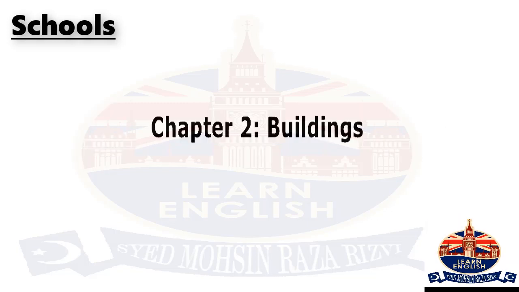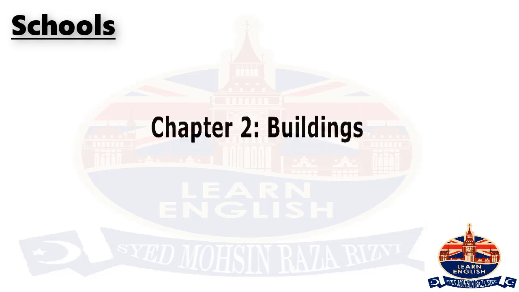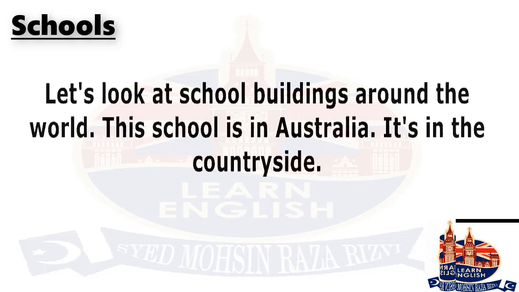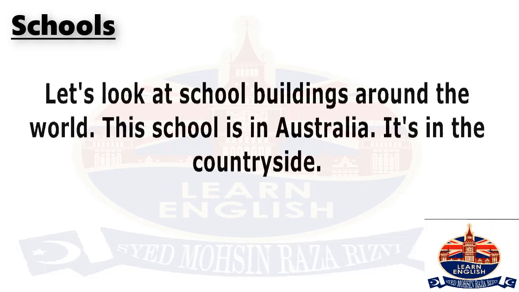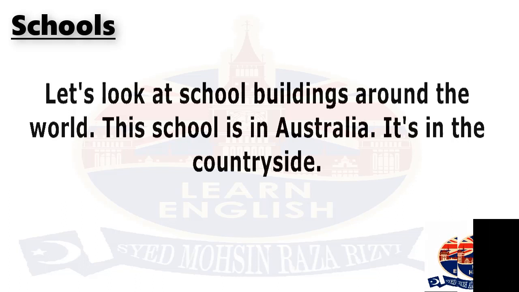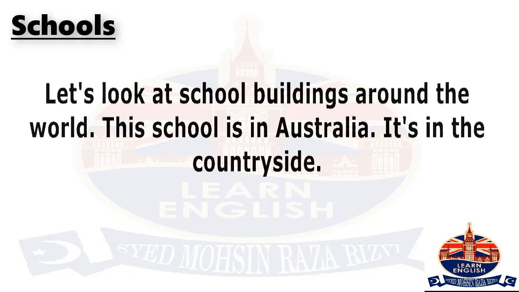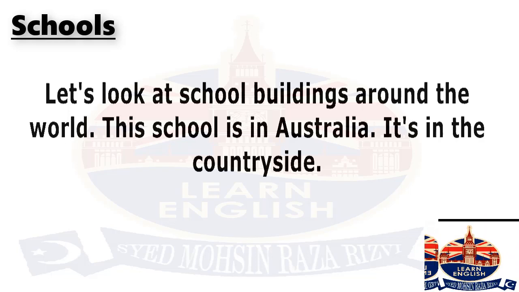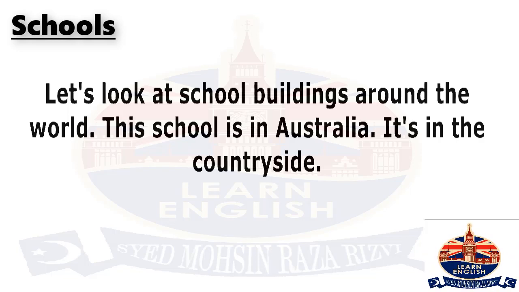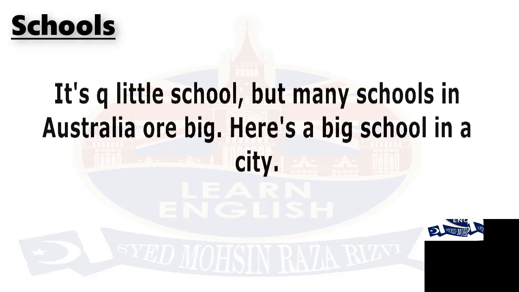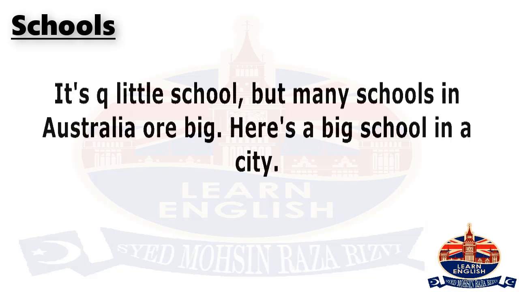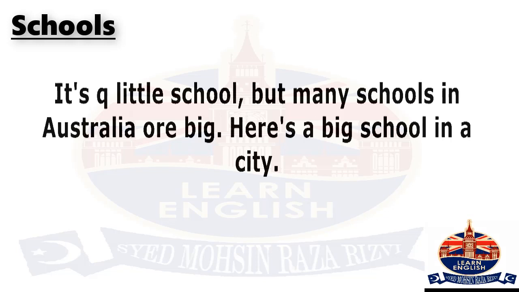Chapter 2. Buildings. Let's look at school buildings around the world. This school is in Australia. It's in the countryside. It's a little school, but many schools in Australia are big.